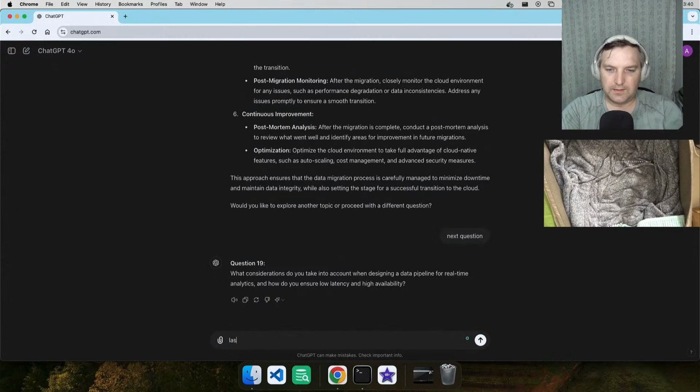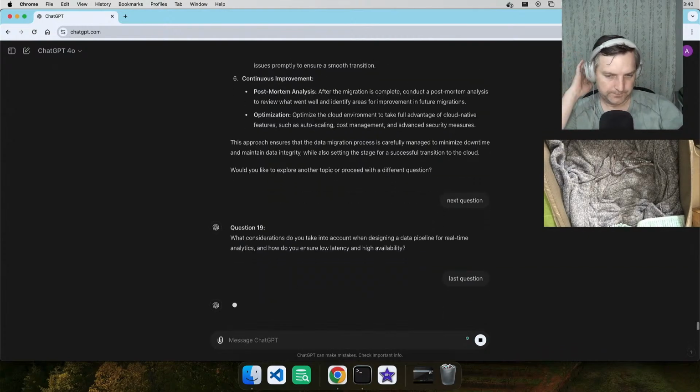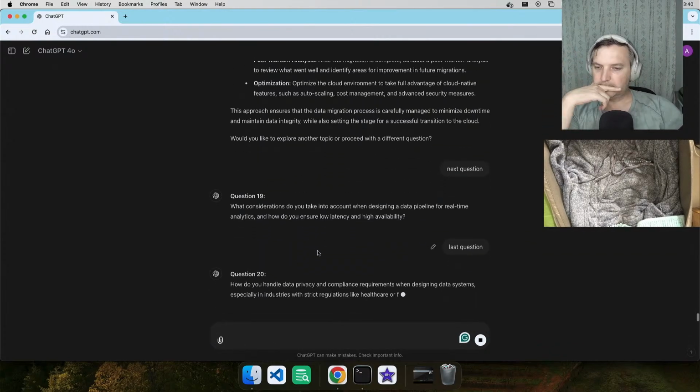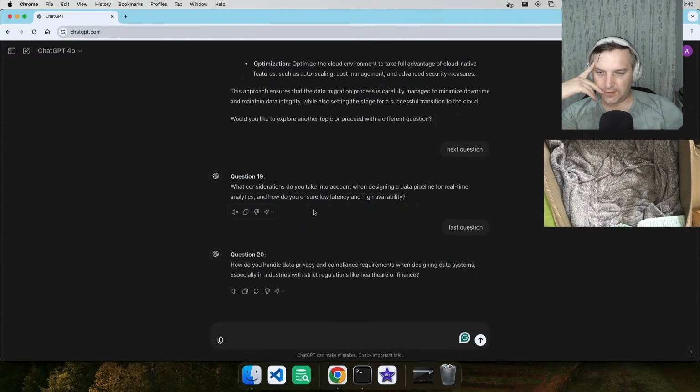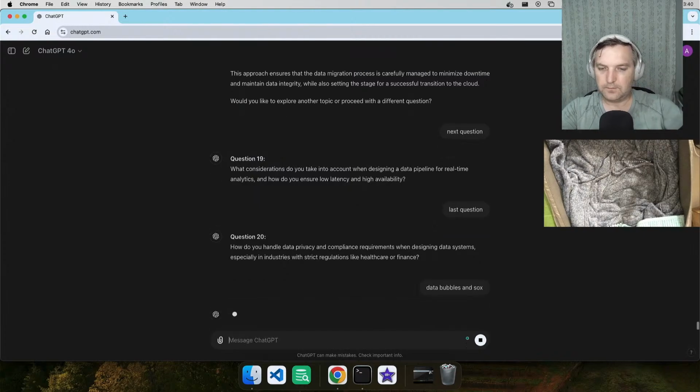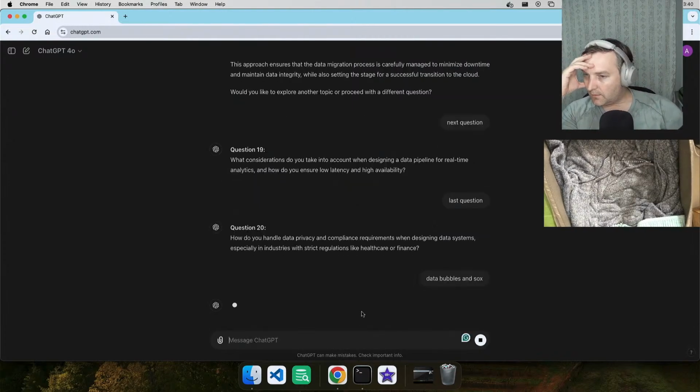Okay, last question. How do you handle data privacy and compliance requirements when designing data systems, especially with strict regulations like healthcare and finance? Data bubbles and SOX, in my opinion. Makes sense?